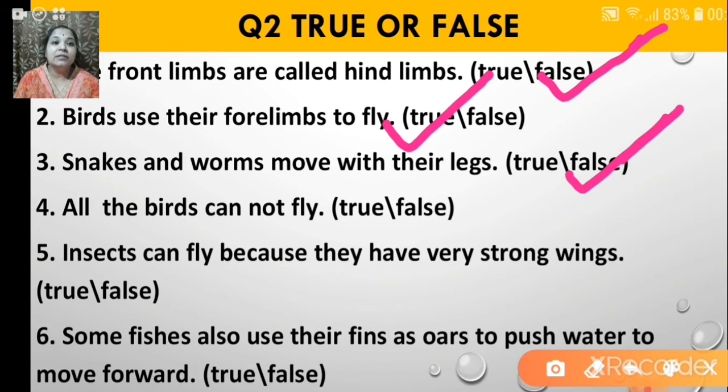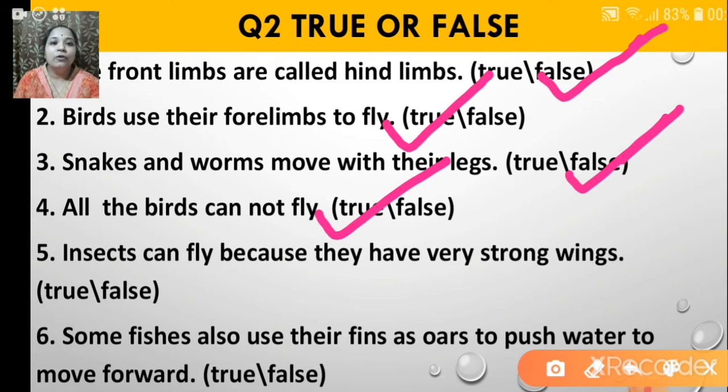All the birds cannot fly. That's true because birds like ostrich, emu, cassowary have heavy bodies, so they are flightless birds. They cannot fly. Insects can fly because they have very strong wings.